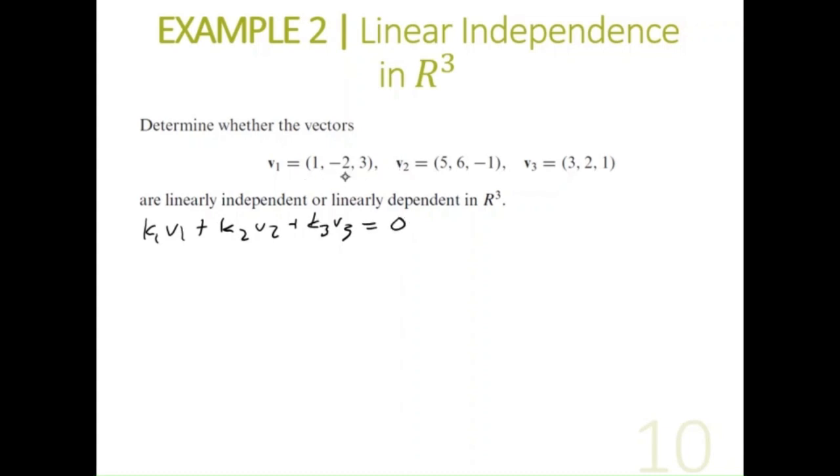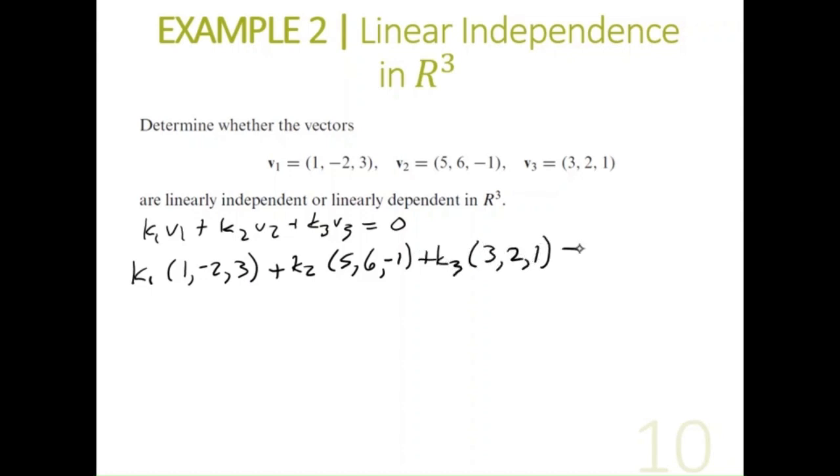And now if we put in our specifics for v1, v2, v3, we're going to have our k1 times (1, -2, 3), plus k2 times (5, 6, -1), plus k3 times our v3, which is (3, 2, 1). And all of that is going to equal 0. So we'll put it in its 3 components form, and then we'll go ahead and create our system of linear equations for this that are all set to 0.